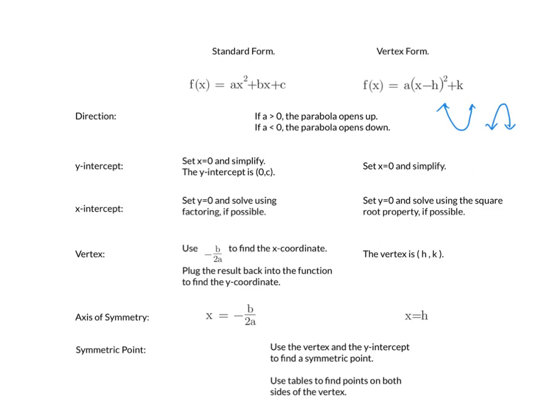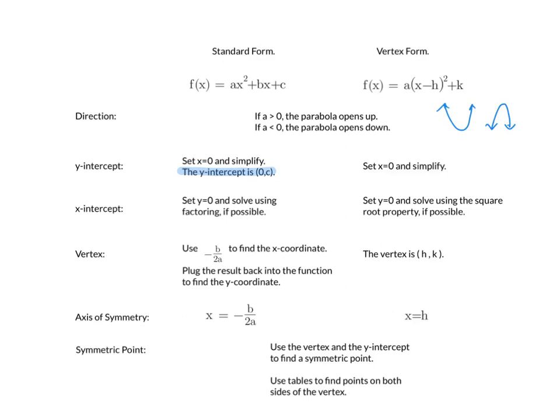For the y-intercept, we set x equal to 0 and simplify. In standard form, remember that our x terms cancel, and we can technically take a shortcut and just write (0, c). For vertex form, this one does require a little bit of work. We do need to actually set x equal to 0 and simplify.